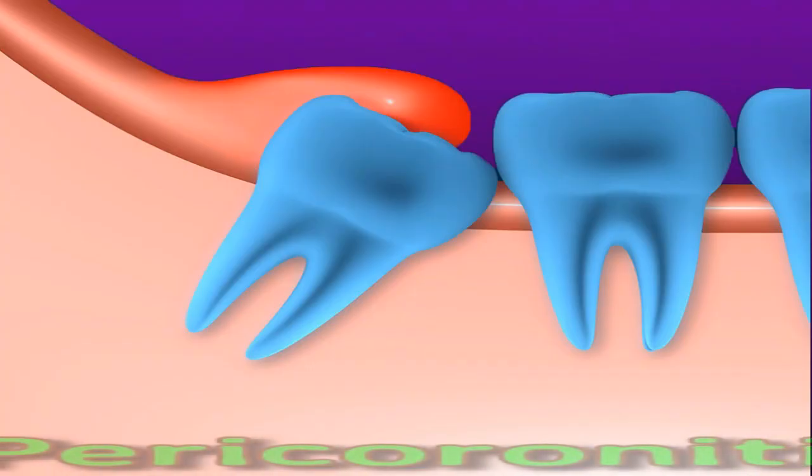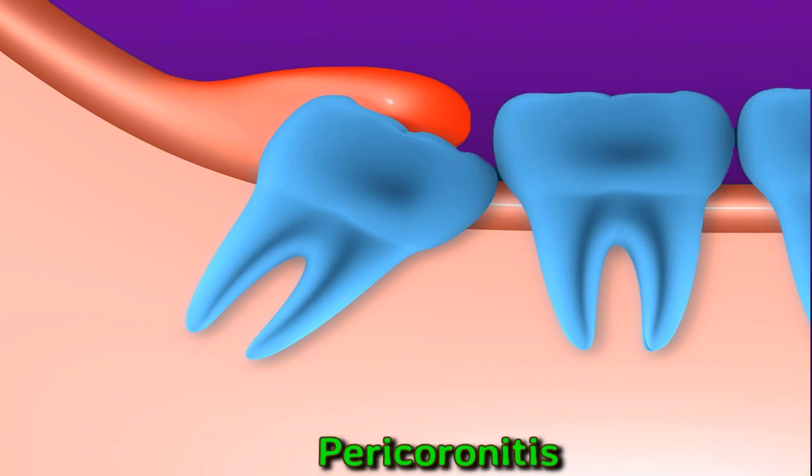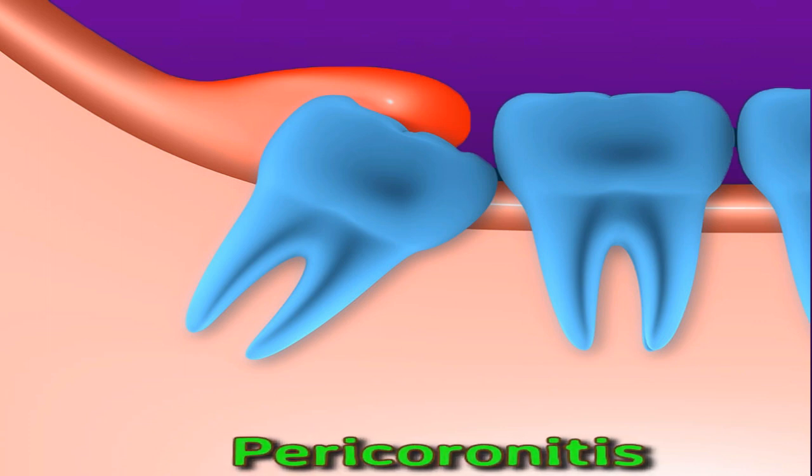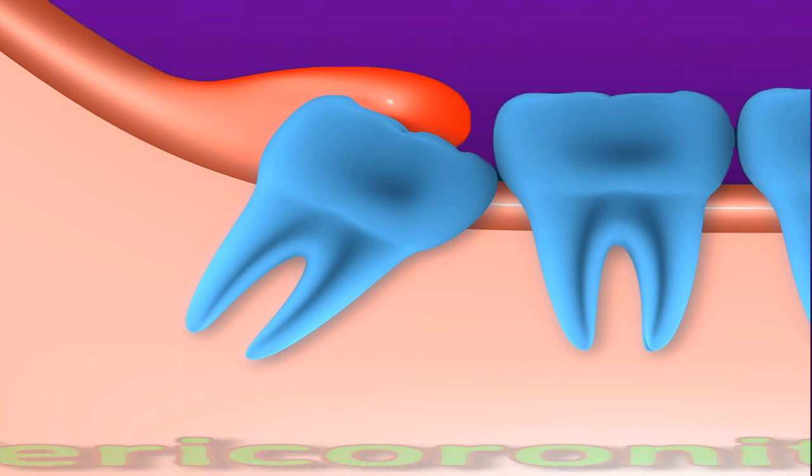Pericoronitis. Pericoronitis is an inflammation of the gums around a tooth that has only partially emerged. Third molars or wisdom teeth are most commonly affected. Pericoronitis can sometimes cause intense pain.